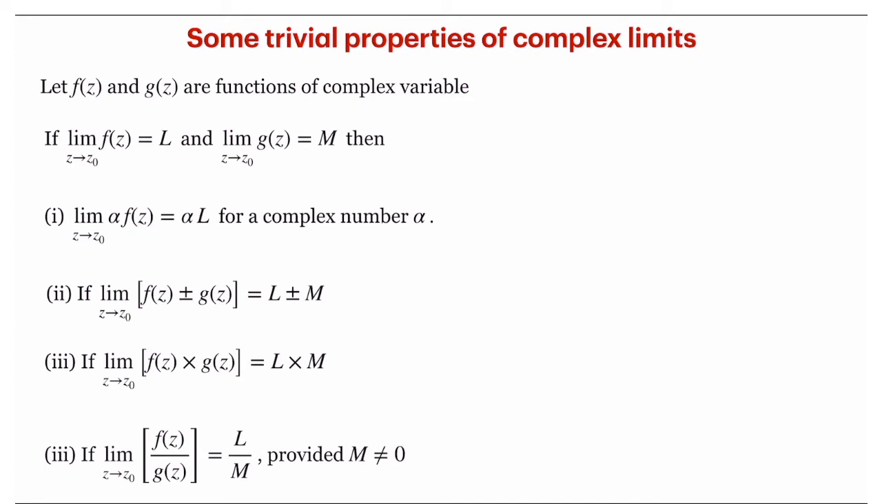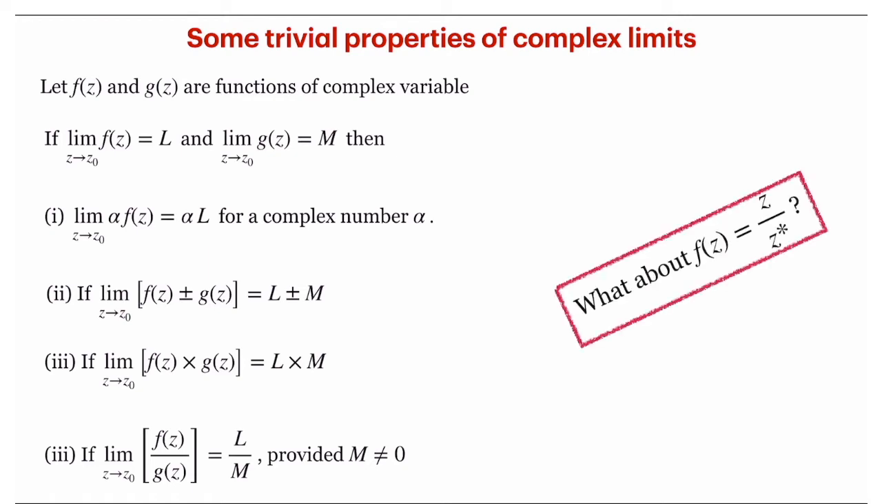The same way, the division rule is also valid, provided m is not 0, or the function in the denominator does not have a limiting value of 0. Now within this context, can you figure out what happens to f of z equal to z divided by z star? Within the context of these rules, can you come up with a simple explanation of why f of z equal to z by z star is continuous or discontinuous, based on your reasons?